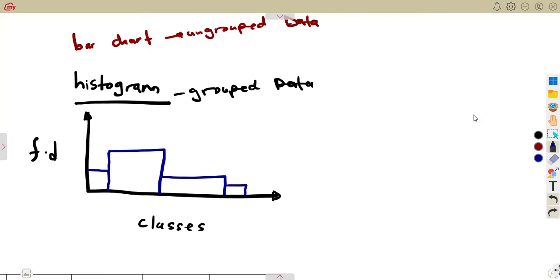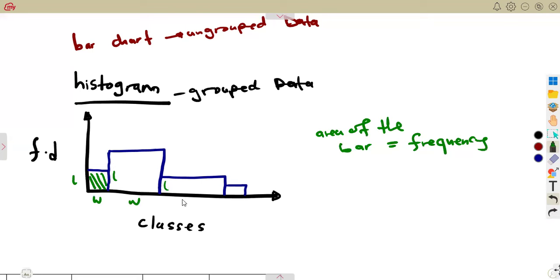Where the area of the bar gives us the frequency, not the frequency density, the area gives us the frequency. So it follows that the area of the bar is equal to the frequency. Meaning to say, the length and the width, the product, must give you the frequency. If you calculate the area and you do not get that, it means that it is wrong.